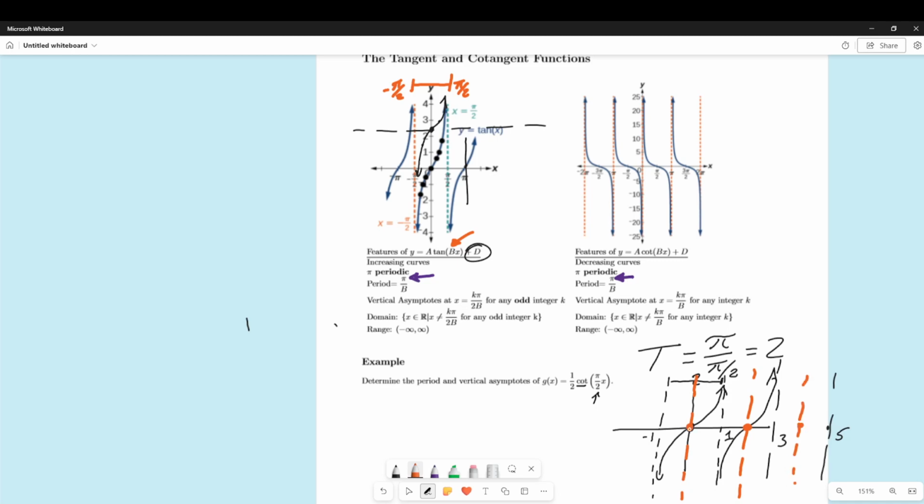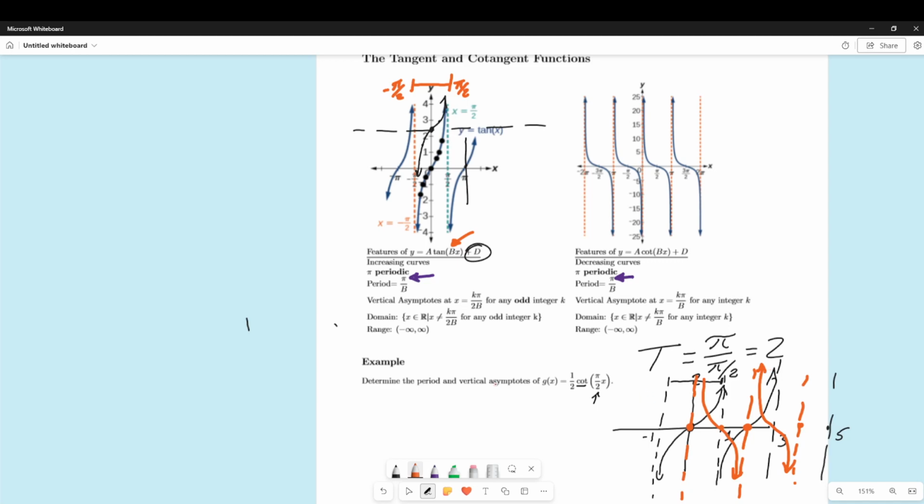So where those midpoints are become our asymptotes, and our asymptotes become our new midpoints, and these things flip upside down. Just like secant and cosecant. Well, a lot like secant and cosecant.